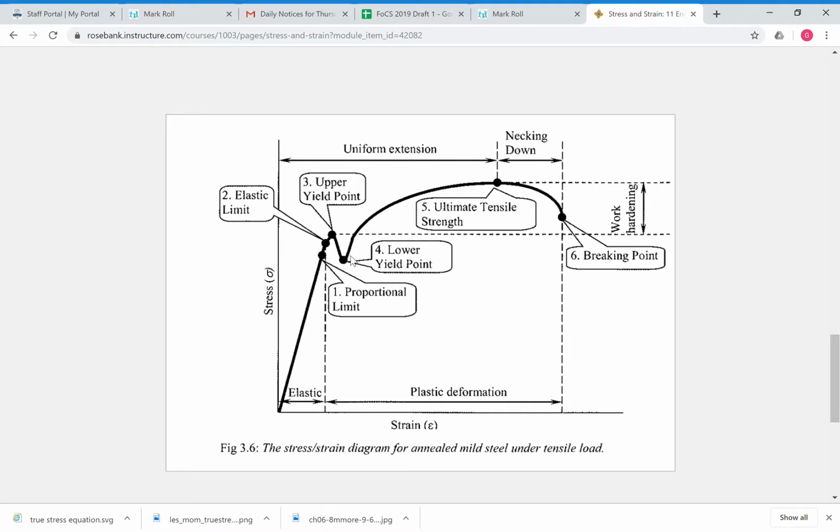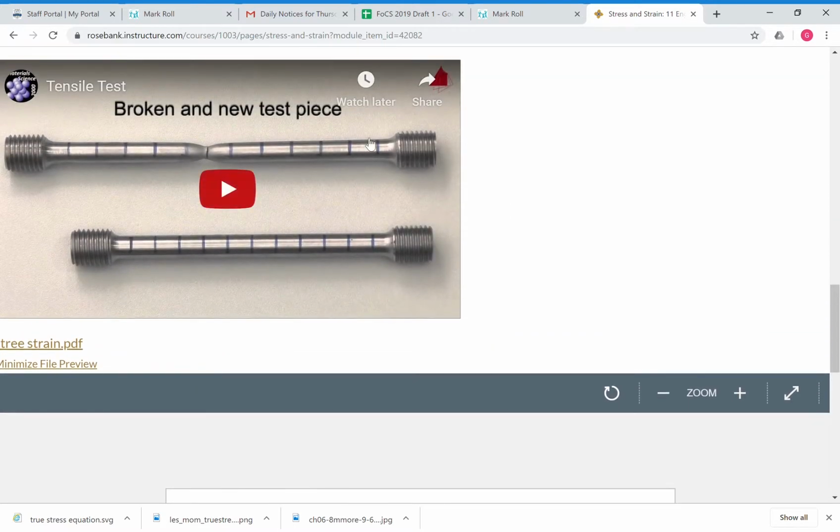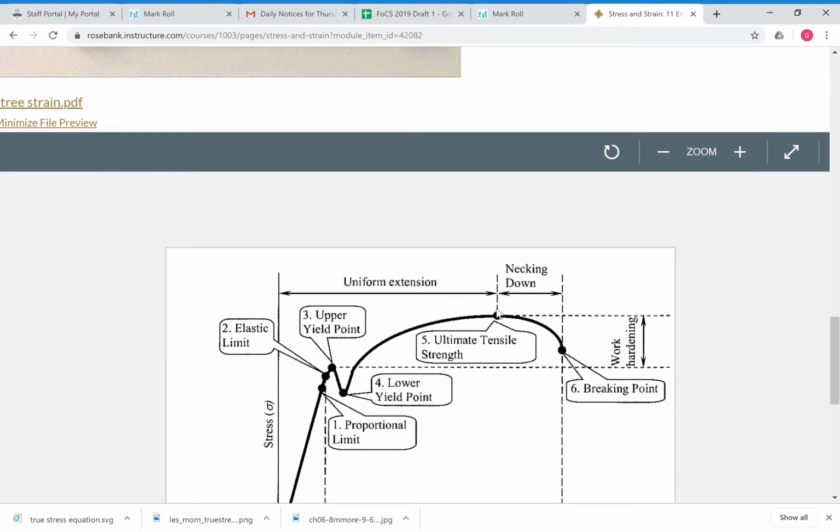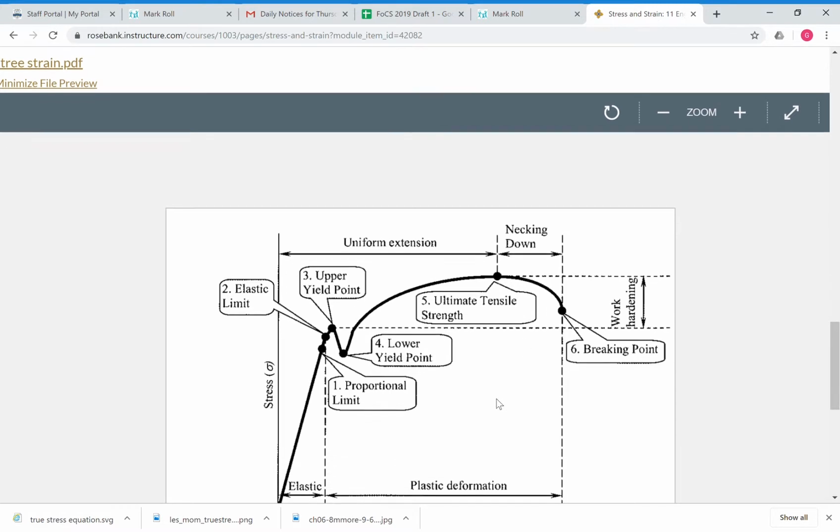You need to know what all of these things mean. So where this actually starts to dip down here, that happens even though you're applying more and more force. You'd expect this to just keep going up and up. But the reason why it reduces is because the material starts to neck down, where the diameter starts to reduce quite significantly. And that's why you get that feature in the graph. If it doesn't neck down, it will just break, and you won't get that dipping down. So if you're asked if a material has necked down and you've got a graph where it doesn't do this little movement downwards, you'll know it hasn't necked down.